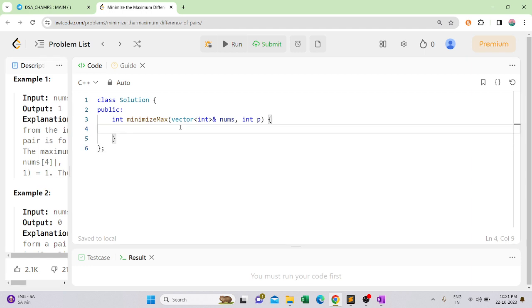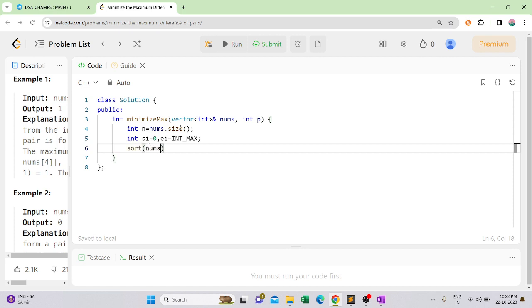So let's store the size of this nums in n. Let's initialize our starting index with 0 and ending index with any greater value. We can take like INT_MAX. Okay. Then we need to sort this nums because we are always going to take the adjacent numbers.